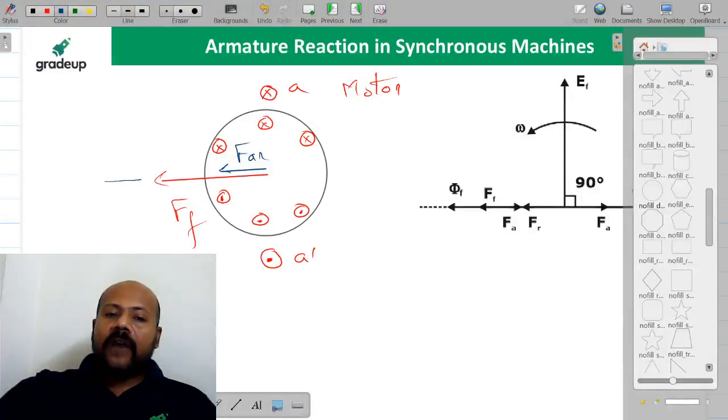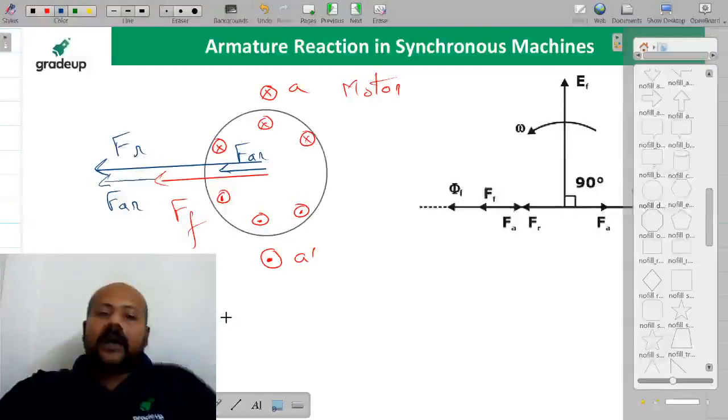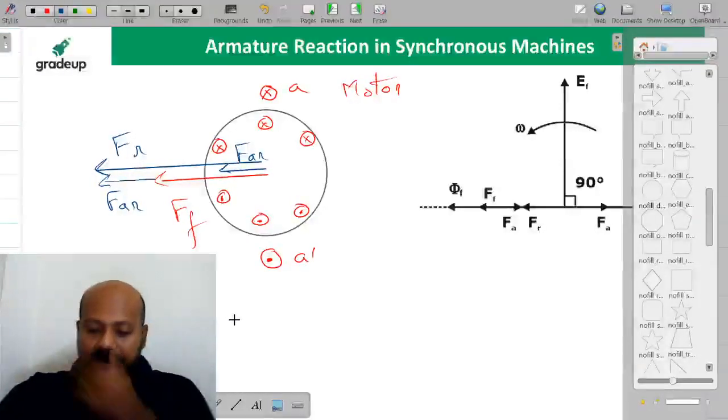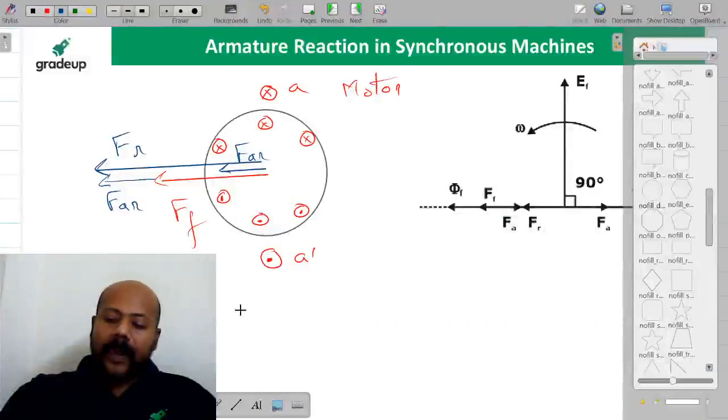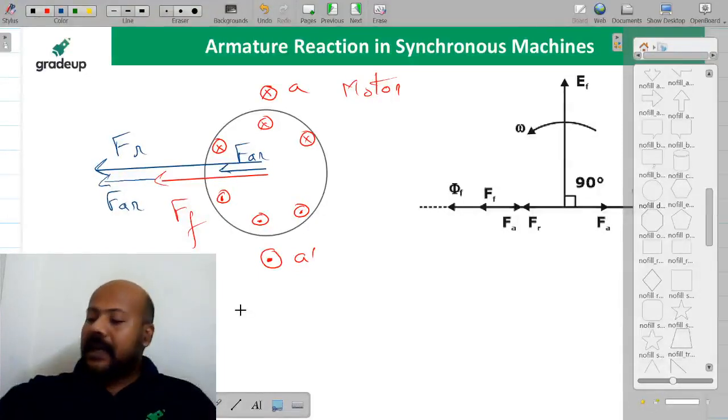So you have to add this FAR in this so that you get the resultant flux or MMF, FR. I hope it is clear to all of you. Is it clear? Is it clear to all of you? Please tell me yes or no in the comment section. Is it clear to all of you?